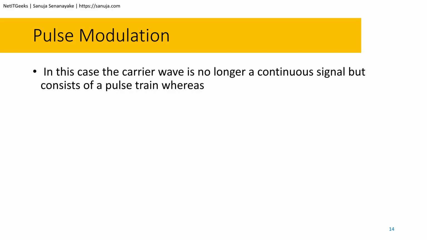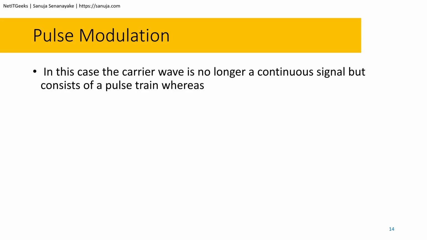Next, we're going to cover also an important concept called pulse modulation. In this case, the carrier wave is no longer a continuous signal, but consists of a pulse train where the pulses are used to communicate data. So instead of having a continuous sinusoidal curve, you're going to have pulses or bursts of data coming through the system. And I'm going to introduce a little bit more of the concepts associated with pulse modulation.